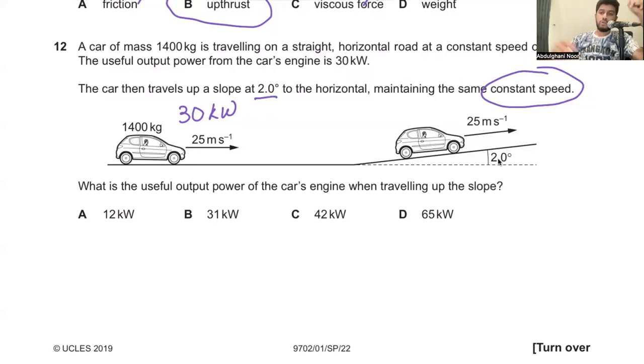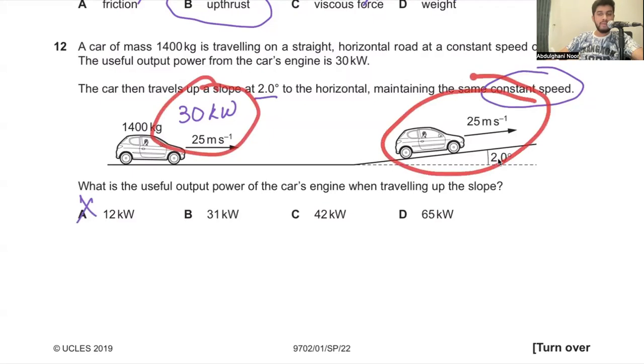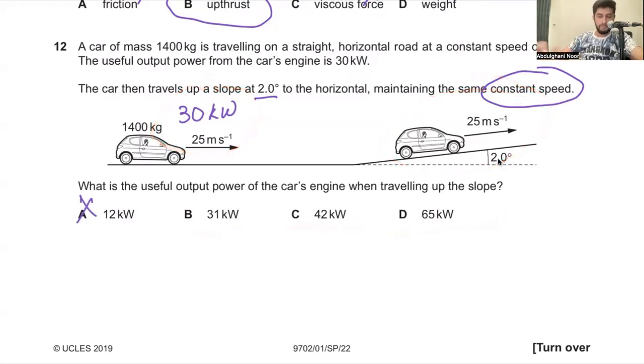वन थिंग दैट आई नो फॉर श्योर इज 12 आंसर नहीं हो सकता. Why can 12 not be the answer? Because when the car was traveling on a horizontal road, तो 30 किलोवाट यूजफुल पावर है. तो जब ये इंक्लाइन स्लोप पे ट्रैवल करेगी तो पावर ज्यादा होनी चाहिए ना आउटपुट की. 30 तो ज्यादा ही होगी. 31 हो, 42 हो, 65 हो, दैट इज डिफरेंट, लेकिन ज्यादा होगी.